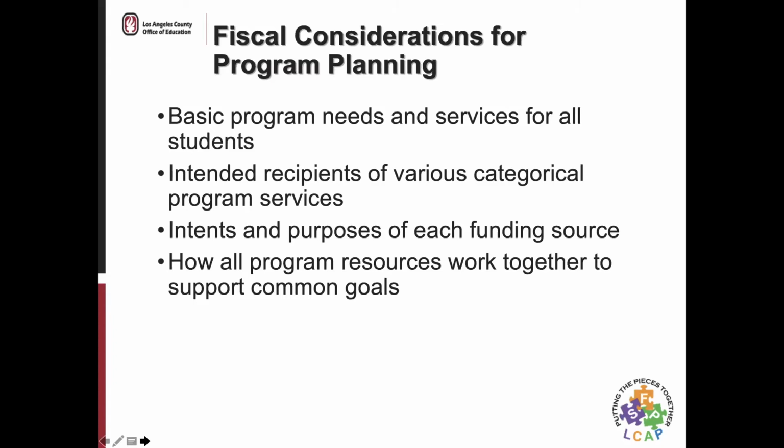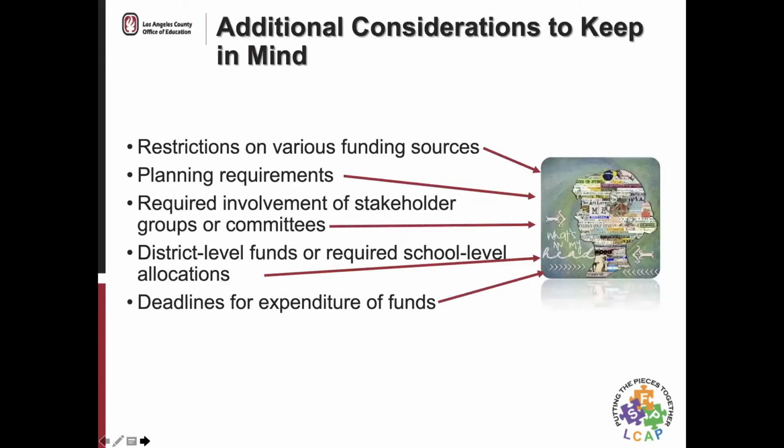Some additional things to keep in mind are on the next slide: any restrictions on program funding sources. So you might have a funding source and you're thinking, we're going along, and then oops, there's a restriction on this particular fund. That needs to be in the back of your mind. Planning requirements. Some programs have specific requirements related to planning. Others have more general planning requirements, but are there specific plan requirements? For example, Title I requires a plan at the school level. Okay, so that is a school level requirement.